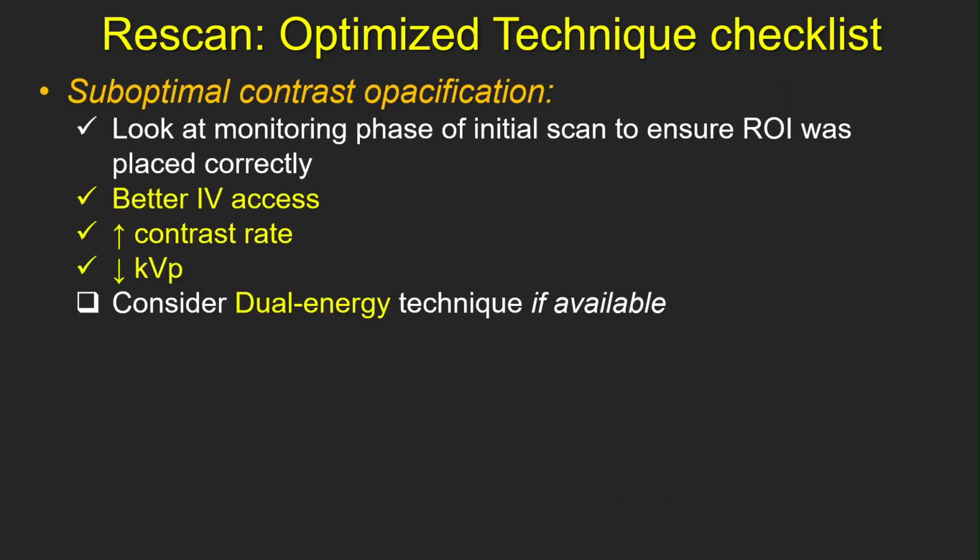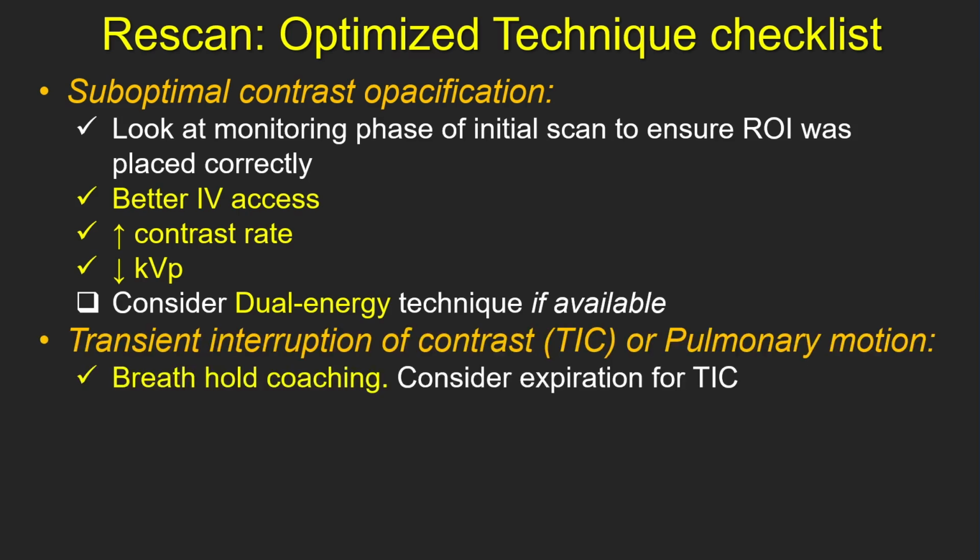The following first address suboptimal contrast opacification. Look at the monitoring phase, make sure the ROI was placed correctly, get better IV access, increase the contrast rate, and decrease the KVP. Consider dual energy technique if available. For transient interruption of contrast or pulmonary motion, do breath hold coaching. Consider expiration phase for transient interruption of contrast.